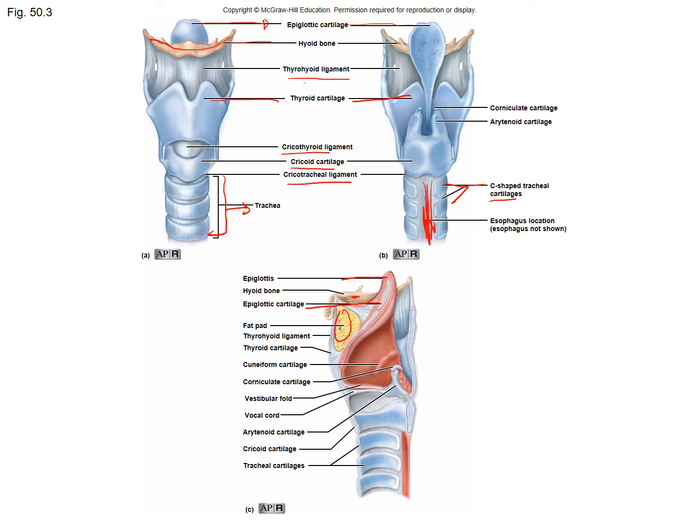This is of course some fat pad right here, and you have the thyroid ligament, and the thyroid cartilage. This will be the cuneiform cartilage, and this will be the corniculate cartilage, and this is the vestibular fold, and this is the vocal cord, of course, and this is what actually makes you talk and produces the sounds. And this will be the arytenoid cartilage, side view again, and this is the cricoid, and this is the tracheal cartilage.